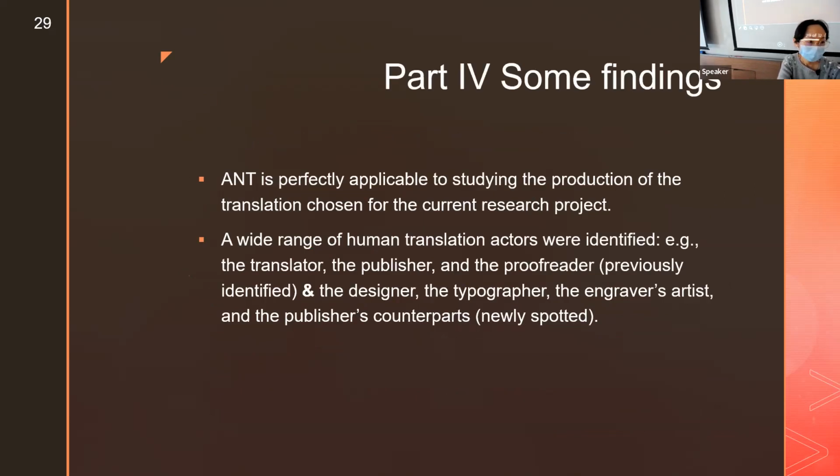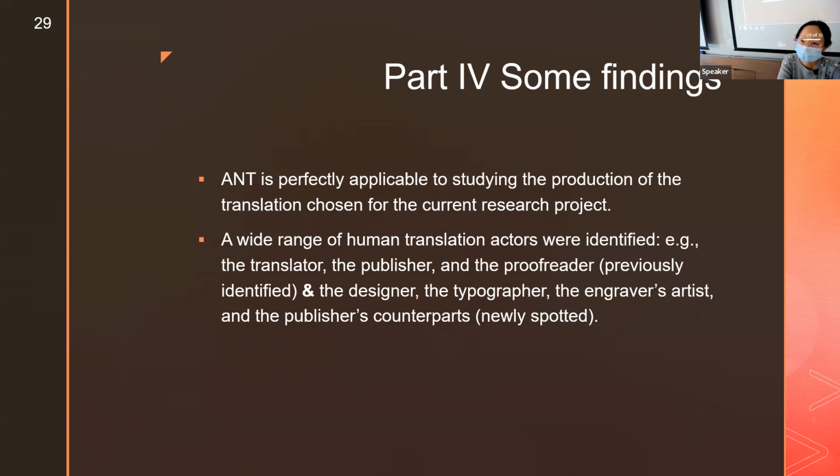And lastly, I think I'll introduce to you some findings of my research. And first one is ANT is perfectly applicable to studying the production of translation, chosen for current research projects. It helps to build a theoretical and methodological framework that enables an in-depth exploration of the production process of monkey.